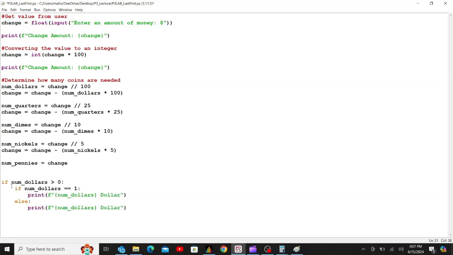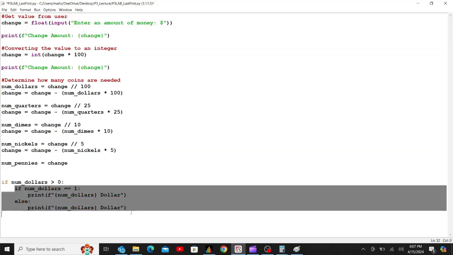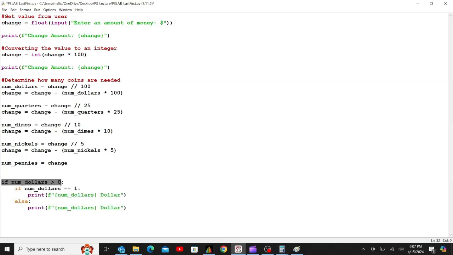Make sure all of your indentation is correct over here. All right, this print statement is inside of this if, and this print statement is inside of this else. So essentially what this is saying is if num dollars is greater than 0, we're going to go into this code right here. If num dollars is not greater than 0, we're just going to do absolutely nothing, right? If this is false, we're just going to skip all the code inside and we're going to come down here.